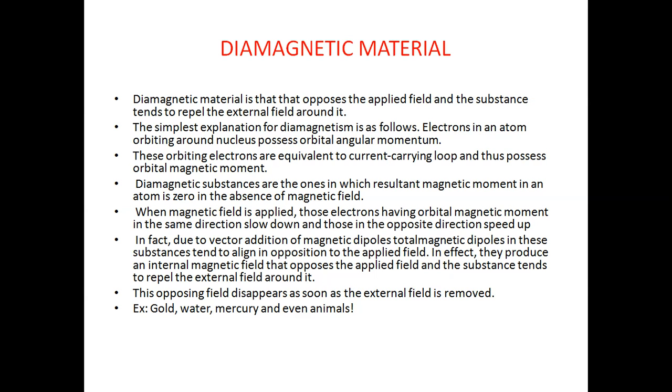So in this way, what happens? They produce an internal magnetic field that opposes the applied field, and the substance tends to repel the external field around it. It means जो dipole moment, total dipole moment of diamagnetic material का है वो opposite direction of applied magnetic field में होता है. Therefore, diamagnetic material repels or opposes the magnetic field. The examples of diamagnetic material are gold, water, mercury, and even animals.